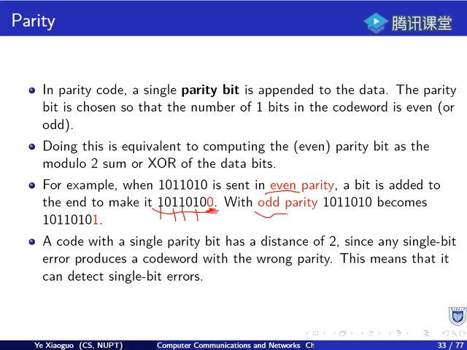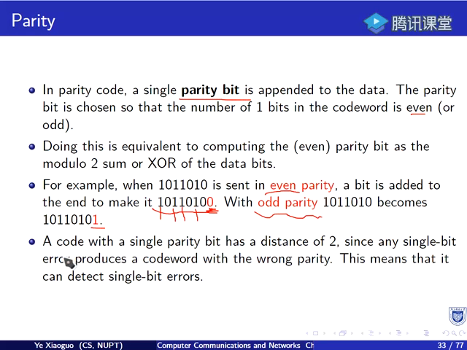If we use odd parity code, it should be 1, giving 5 one bits. This is the parity bit. So in advance, we should determine which code we will select, even parity or odd parity.